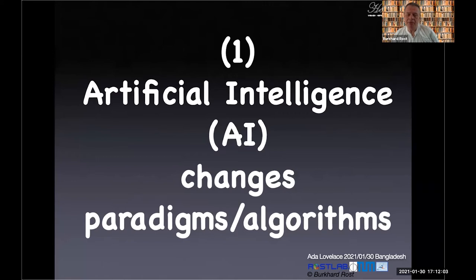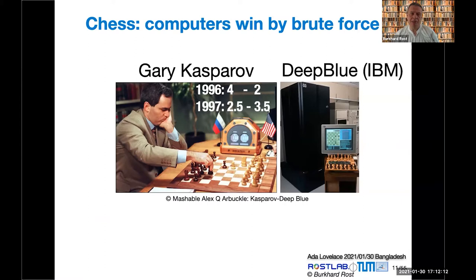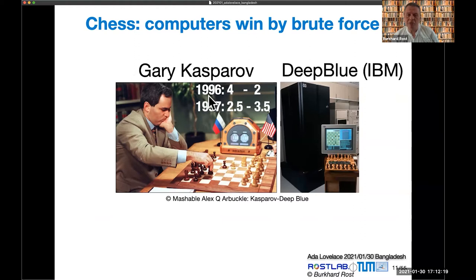And that gets me to my first major point that I want to make. In fact, the point of paradigm changes or algorithms through artificial intelligence. And I want to begin with a chess tournament. This chess tournament was played in 1996. Garry Kasparov, one of the grandmasters of chess at the time, played against a computer, Deep Blue from IBM. And in fact, Garry Kasparov won. A year later, there was a rematch. And that was the first time, in 1997, 23 years ago now, it was in fall, that a grandmaster in chess had lost against a computer.